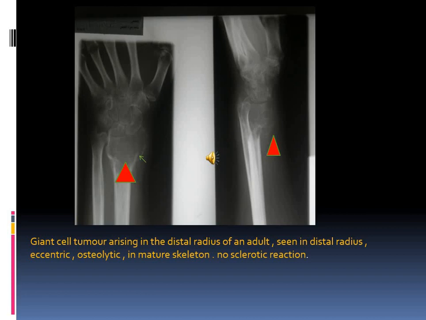Sometimes we can see pathological fracture due to any trauma. So here in the left image you can see the green arrow marking the area of discontinuity in the cortex. This is the site of the fracture. So this is a case of giant cell tumor of the radius with associated pathological fracture.